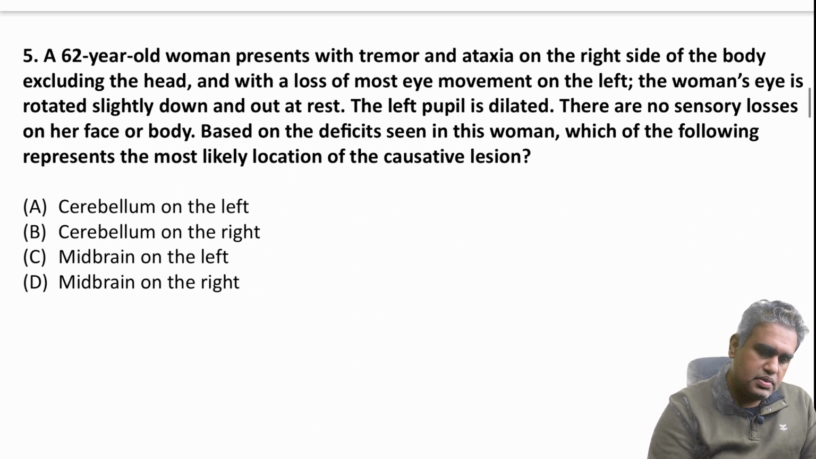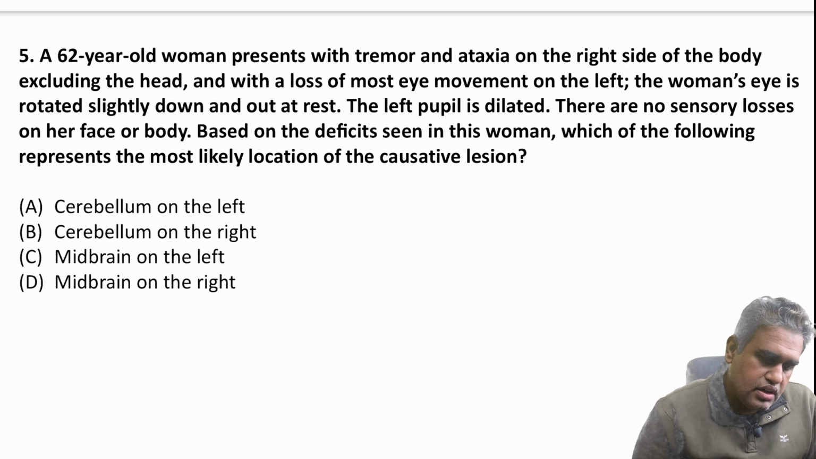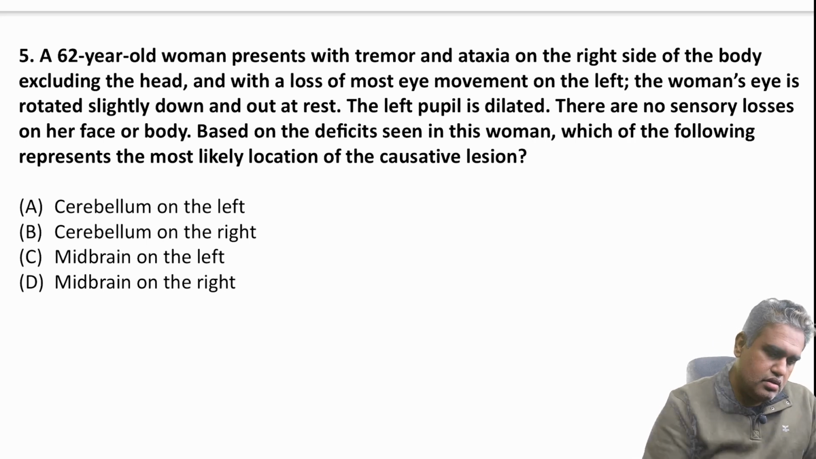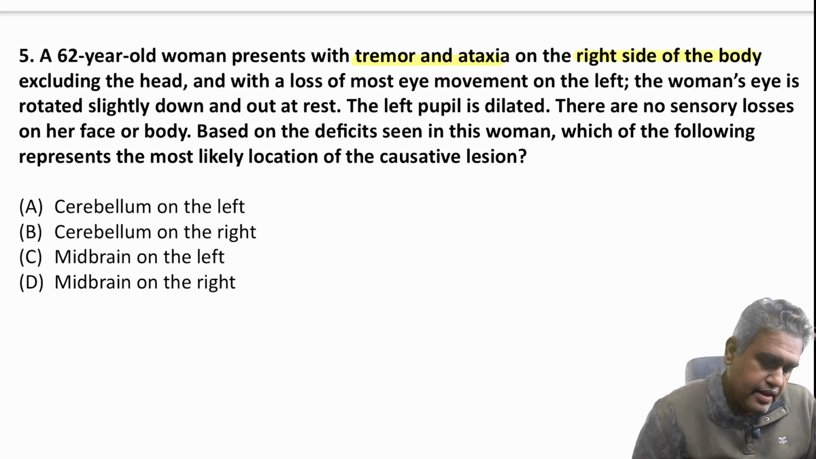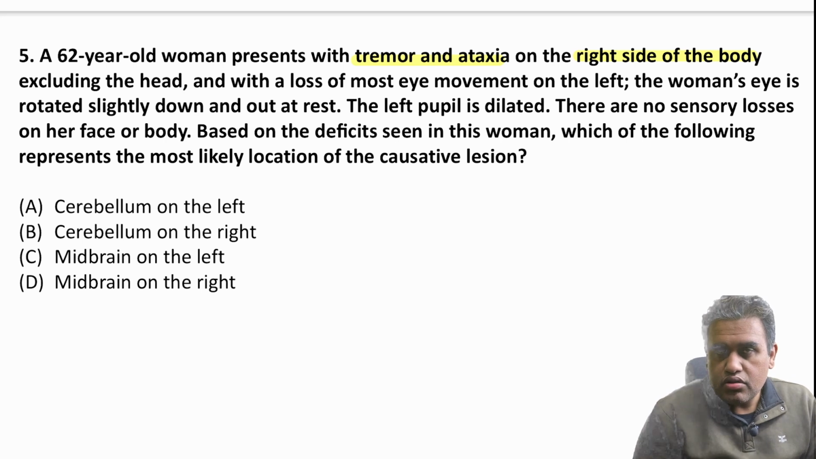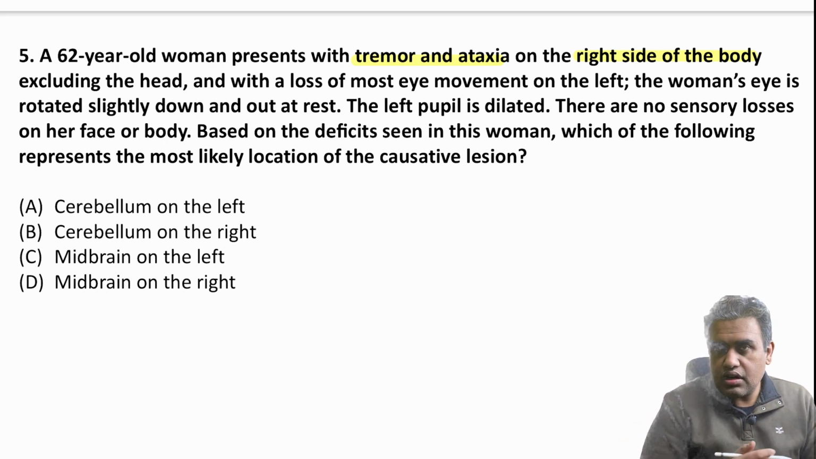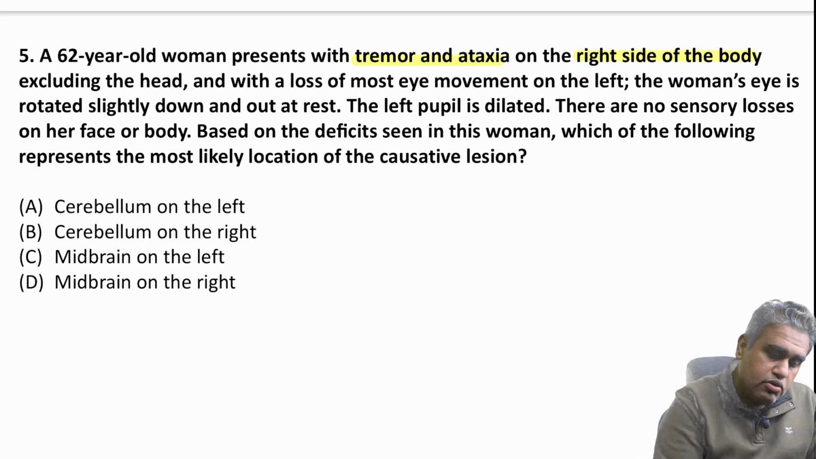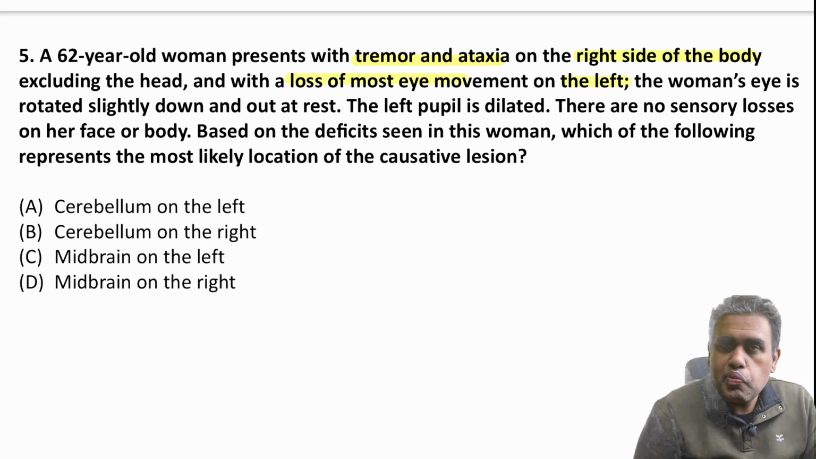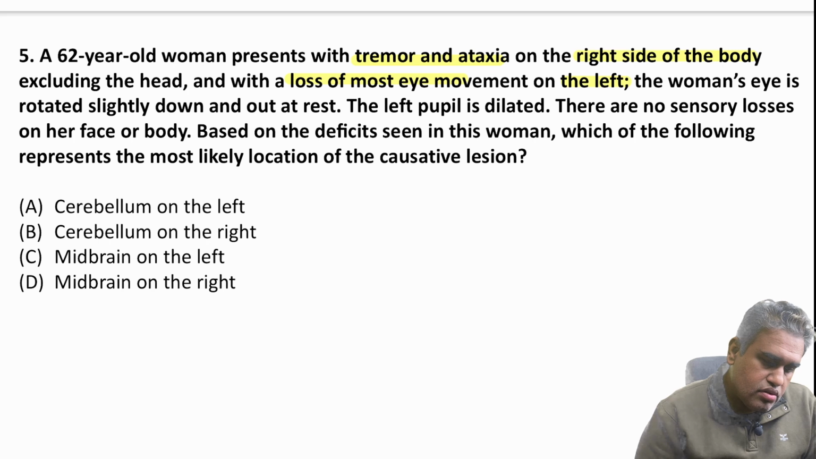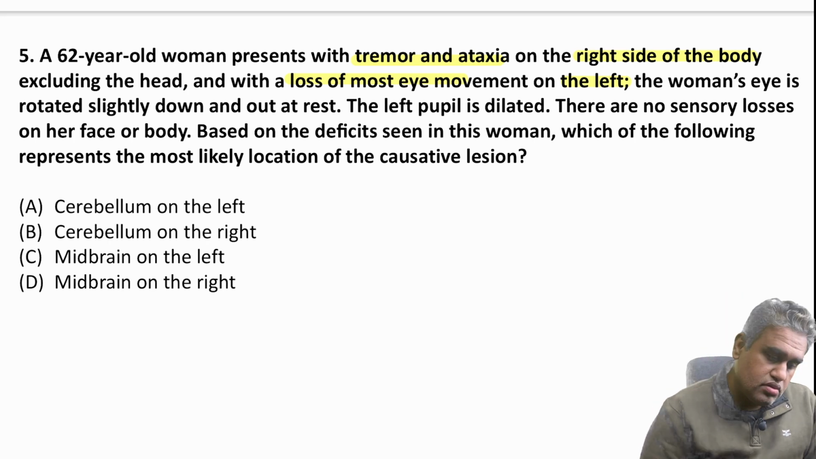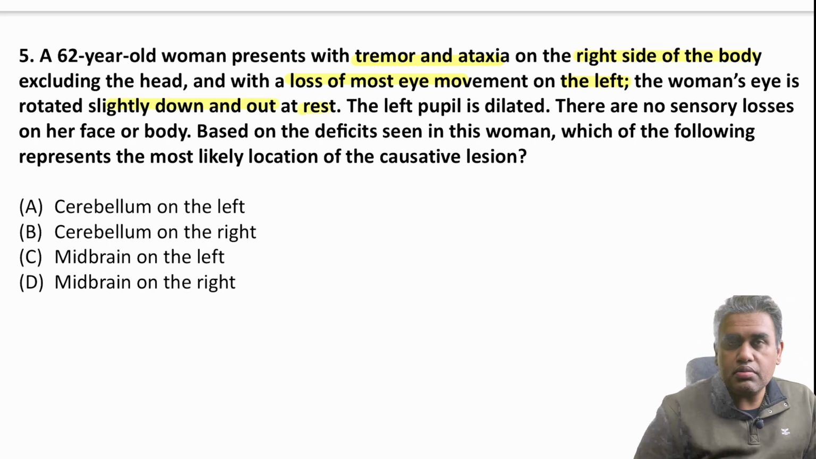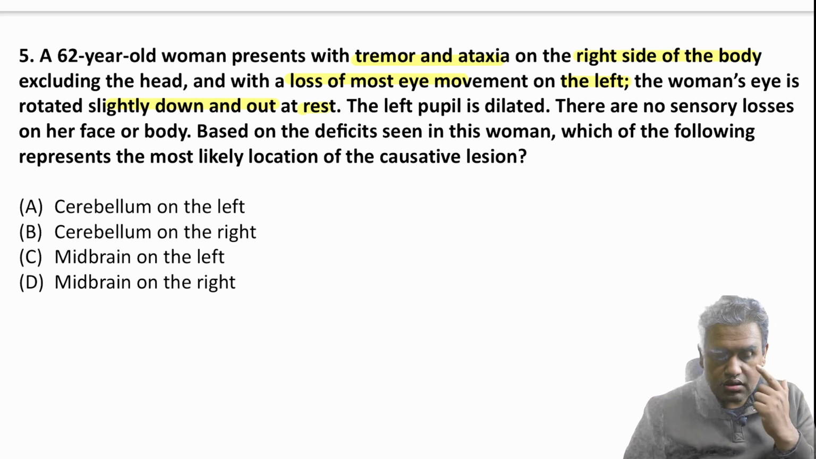A 62-year-old lady presents with a tremor and ataxia on the right side of the body, excluding the head, and with the loss of most eye movement on the left. So tremor and ataxia, tremor means trembling, ataxia on the right side, and eye movement का loss हुआ है where? On the left side. The woman's eye is rotated slightly down and out at rest. So eyes अगर rest पे हैं तो down and out. The left eye is down and out like this. Left eye यहाँ देख रही है ना? This is down and out.